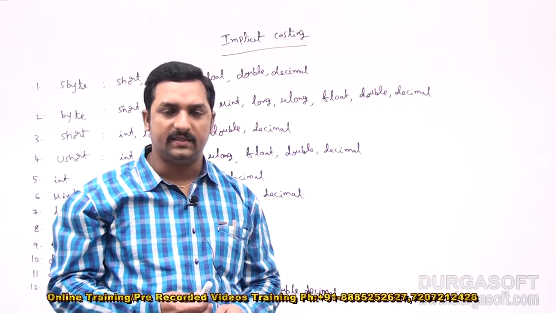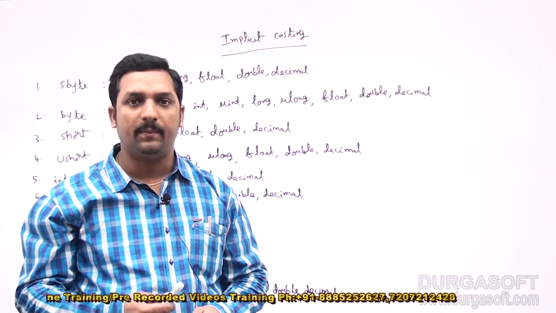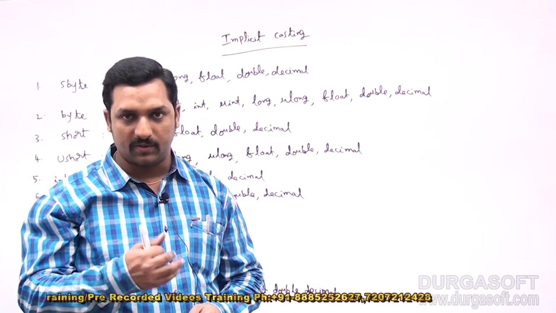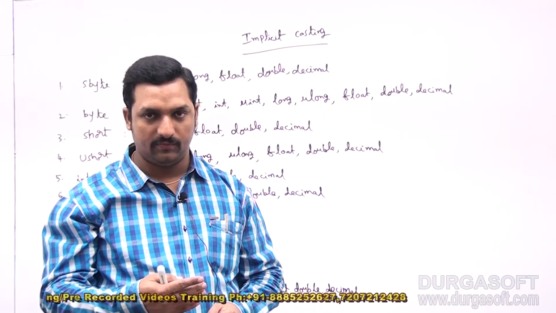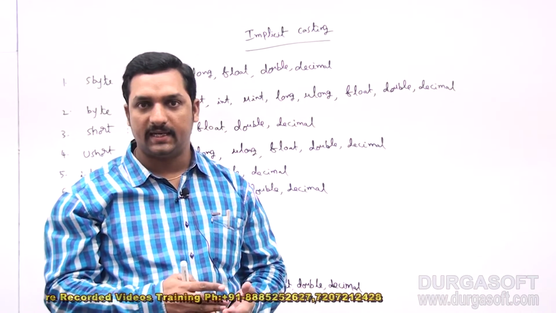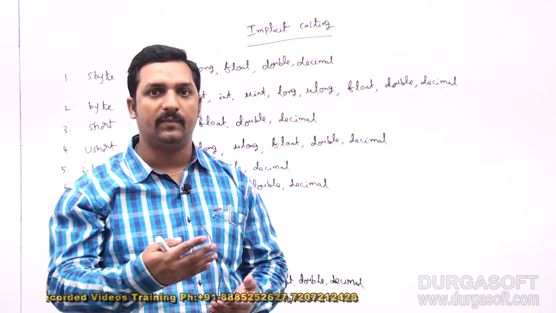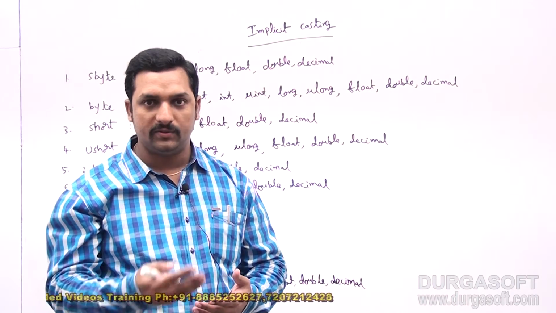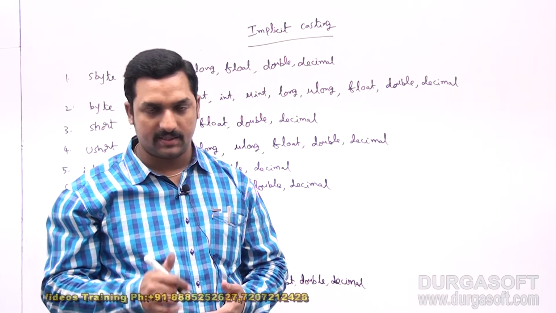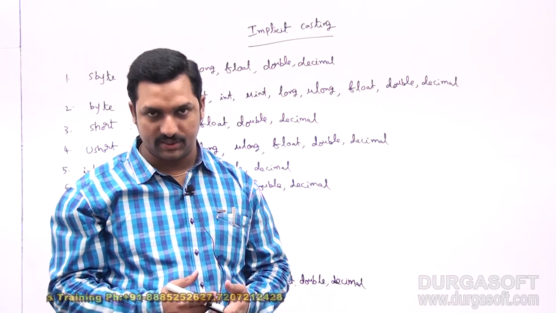Okay, now the topic is implicit casting. Implicit casting means the process of converting a value from a lower numerical data type to a higher numerical data type automatically, without using any special syntax. This process is called implicit casting.